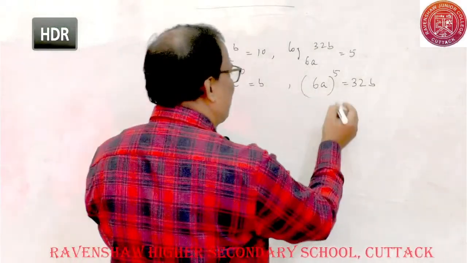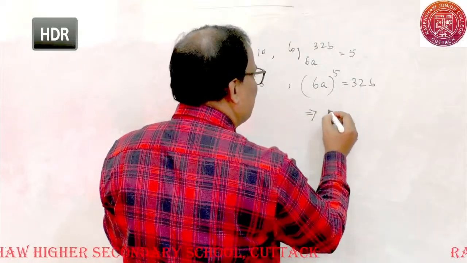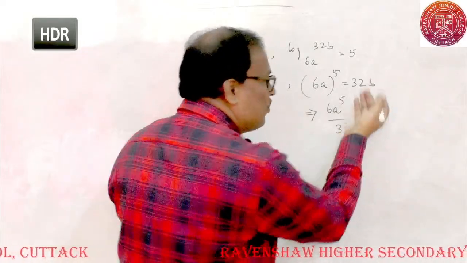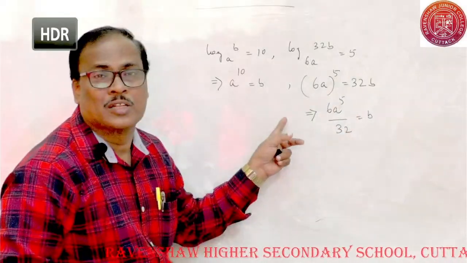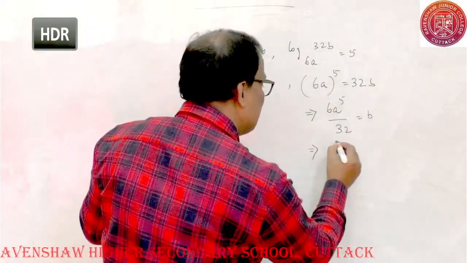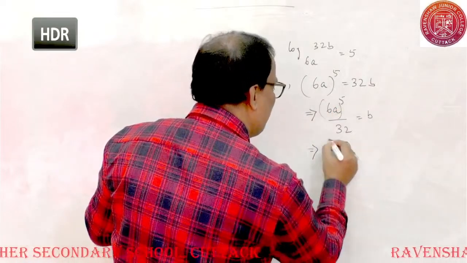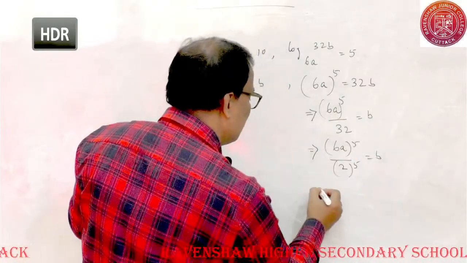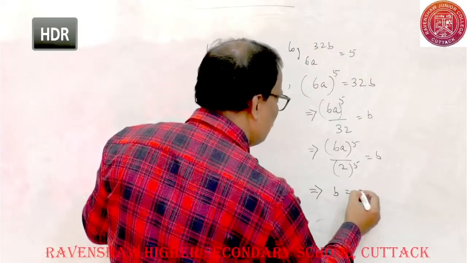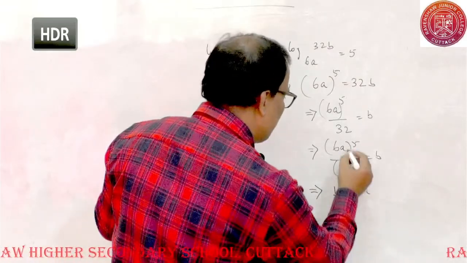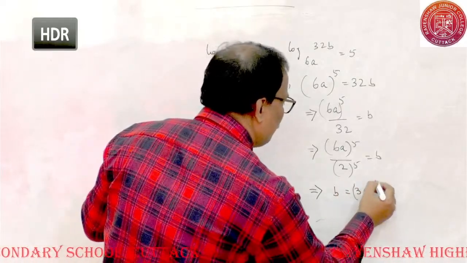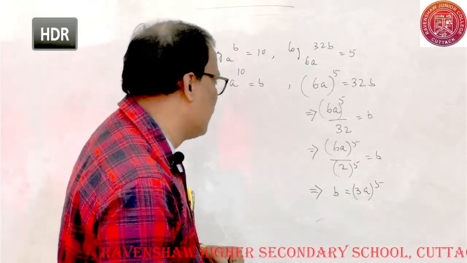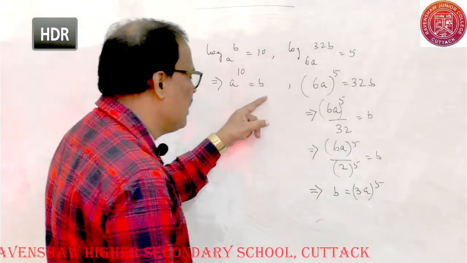Now we simplify it. This implies that 6a to the power 5 by 32 is equal to b. Dividing by 32 through cross multiplication, this implies that 6a to the power 5 divided by 2 to the power 5 is equal to b, or b is equal to 3a to the power 5, since 6a by 2 to the power 5, the power 5 is common on top and bottom. Now we put this value of b.